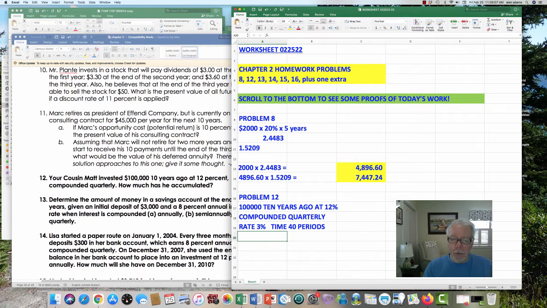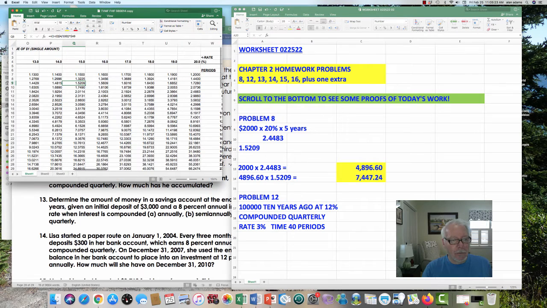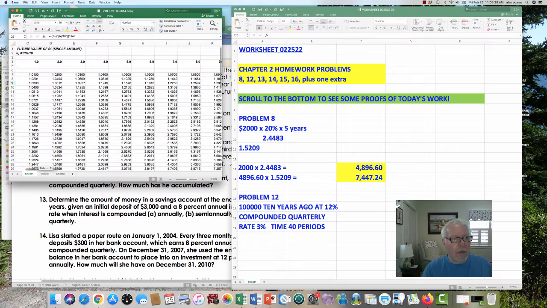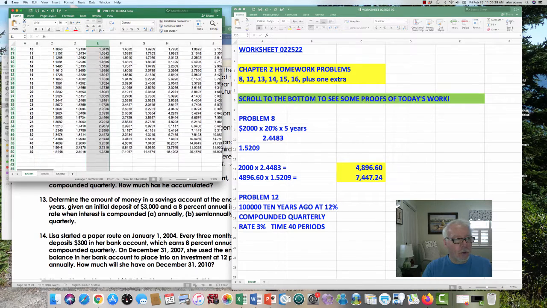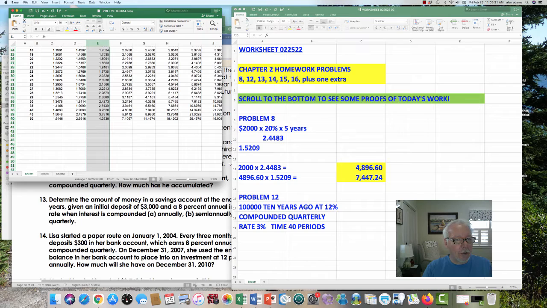So we're going to use table number 1 just like we've done before, but first we have to make sure we change the column and the row that we use. Okay? All right, very good. So let's go back to the table. 3% for 40 periods. And let's see what we get. It's going to be in that column. Scroll down until we get to 40 periods. The magic number is 3.2620.